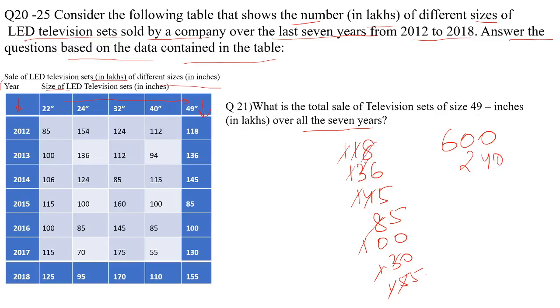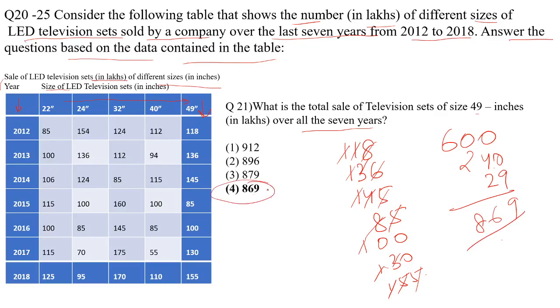Then comes 8 plus 6, that is 14. 14 plus 5, 19. 19 plus 4, 23. Sorry, 8 plus 6, 14. 14 plus 10, 24. 24 plus 5 is 29. That is 869. Let's see the options. 869, option number 4 is correct.